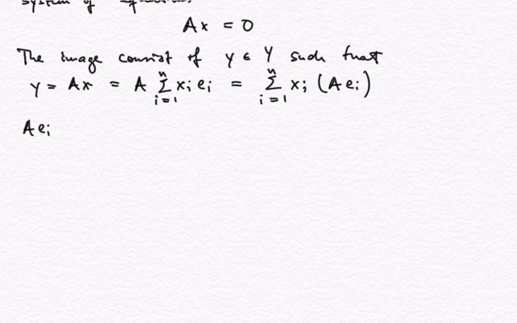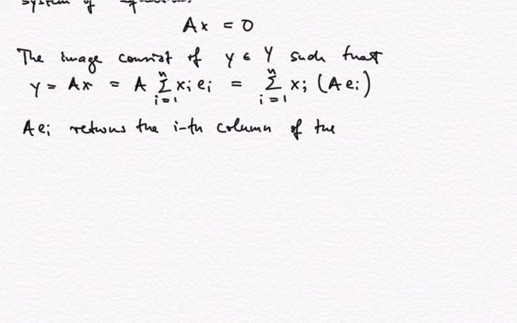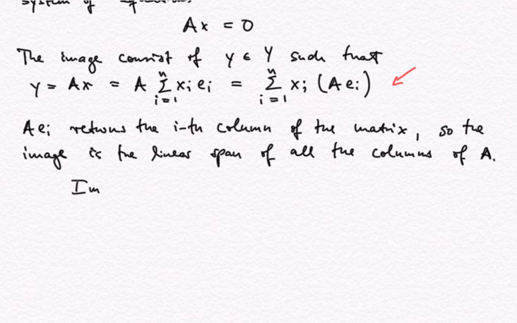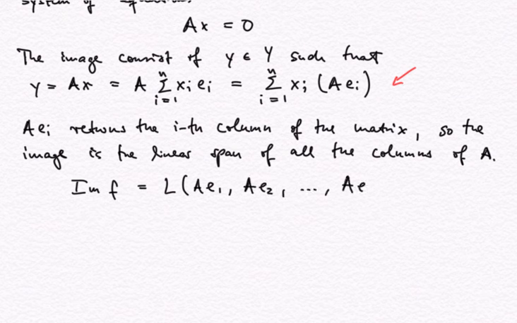If you want, you can now take a pencil and paper and do the matrix multiplication of any given matrix A with the ith standard basis vector, and you will find that this returns the ith column of the matrix. And so the image, as you can see here, is the linear span of all the columns of A. So we can write the image of F is the linear span, this notation I introduced in the video before, of the columns of A.